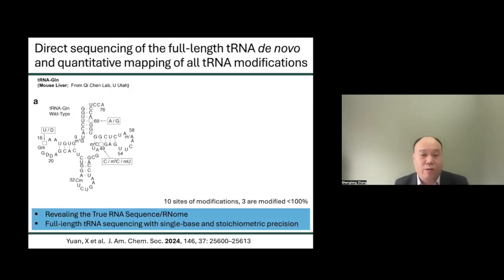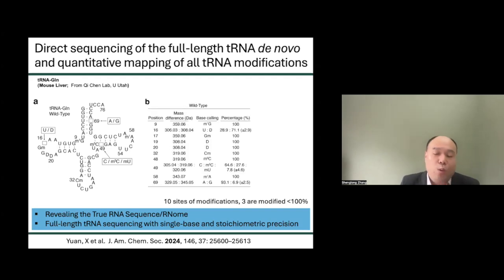So with all this development, now we can directly sequence a full-length tRNA de novo. Again, this is the sample from Dr. Chen Qi's lab. You can see we can not just read the full nucleobases A, C, G, U, but we can read de novo all the modifications as well. Among these 10 modification sites, 3 of them are not modified 100%. We further determined their stoichiometry as shown here. To our knowledge, this is the first time we can de novo sequence full-length tRNA with single nucleobase and stoichiometric precision.